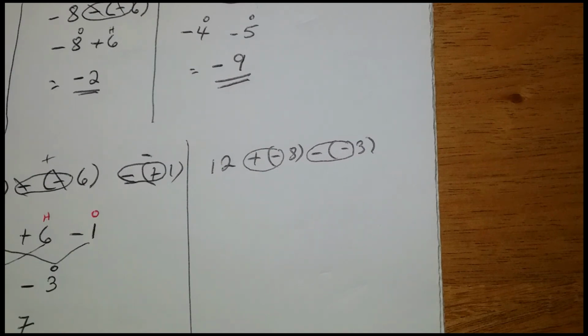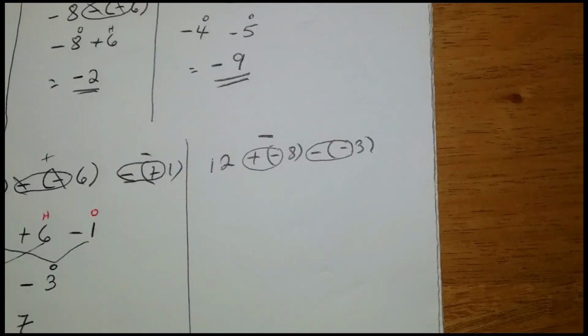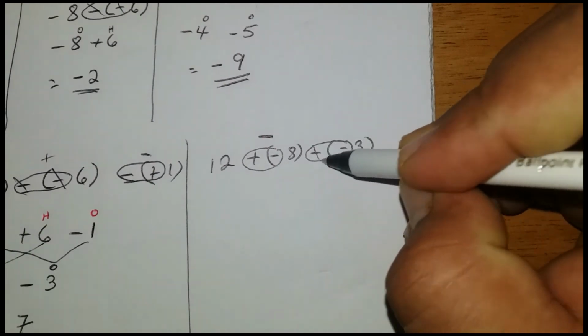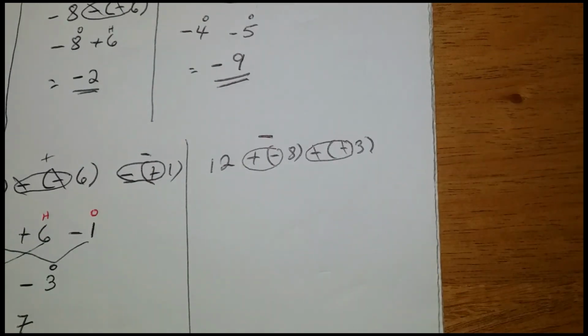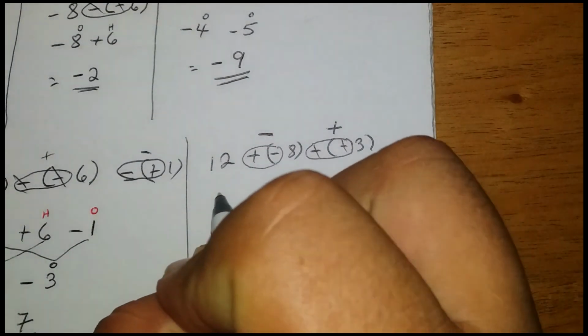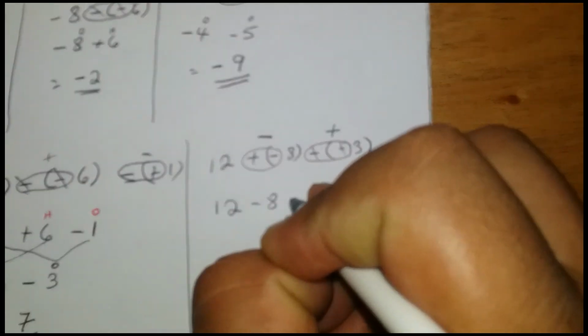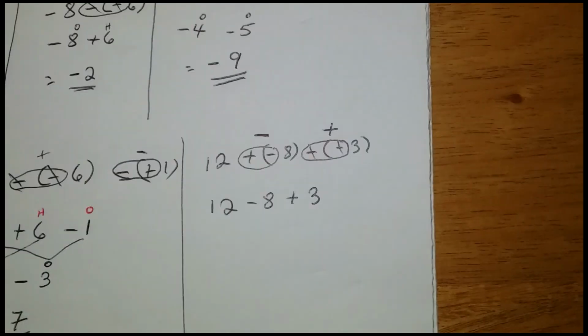The 8, will it be negative or positive? The signs are different, so we know that those two signs are not able to cancel out. So my answer is going to be that it is negative. The 3, you have negative and negative. Negative cancels out. If they cancel out, then we know that we have a positive. So let me rewrite everything without the double signs. We have 12 minus 8 plus 3.